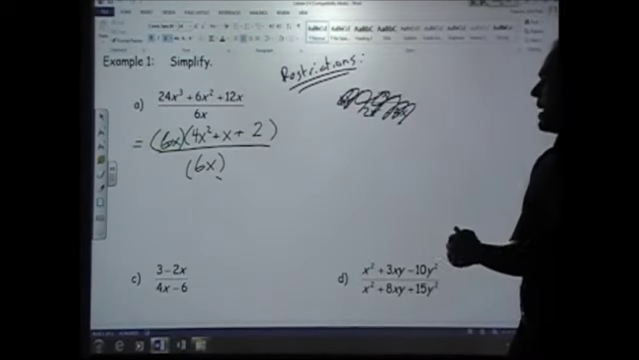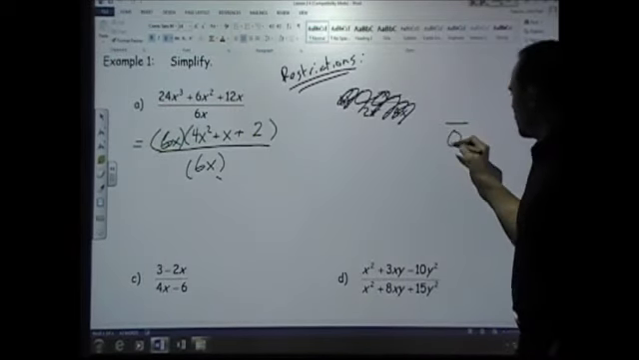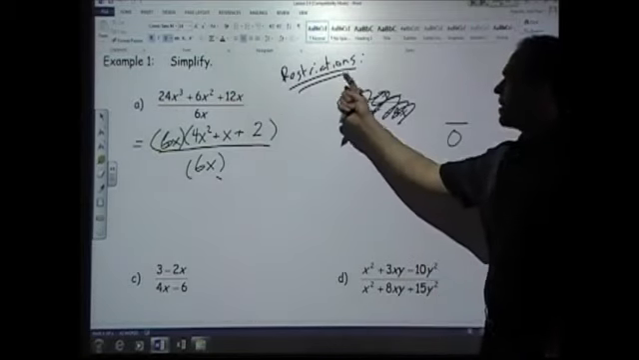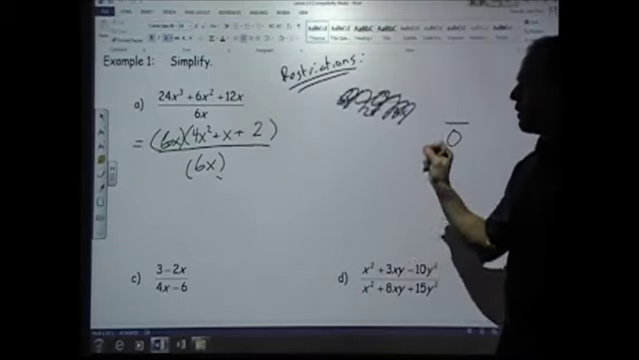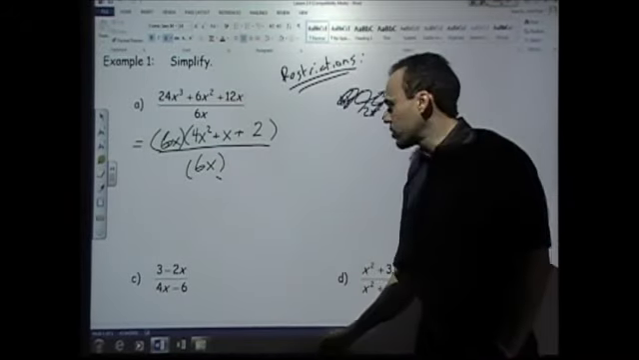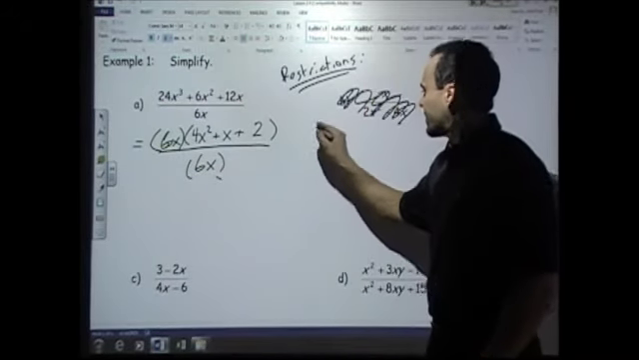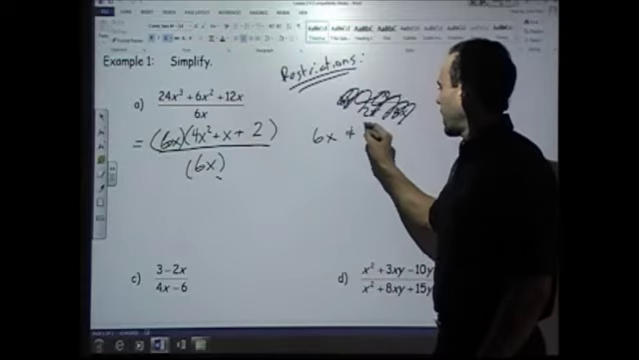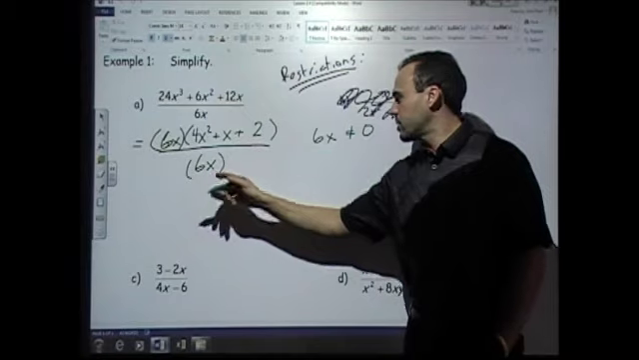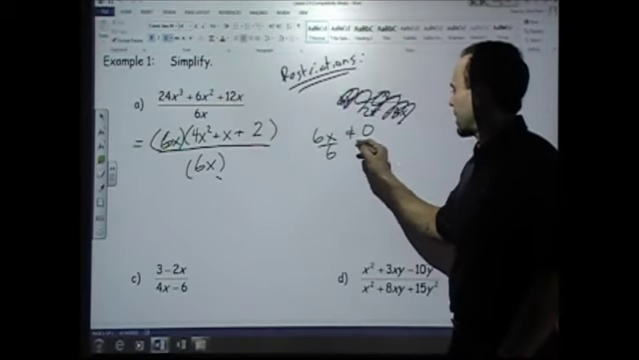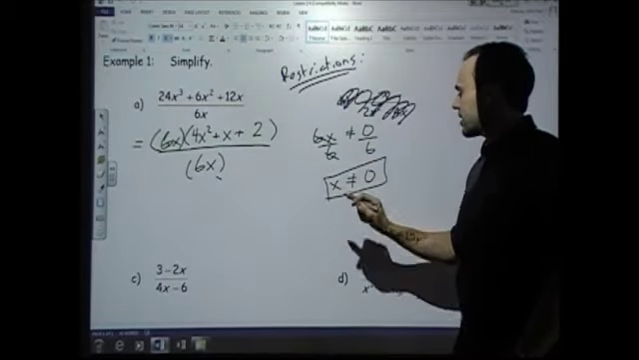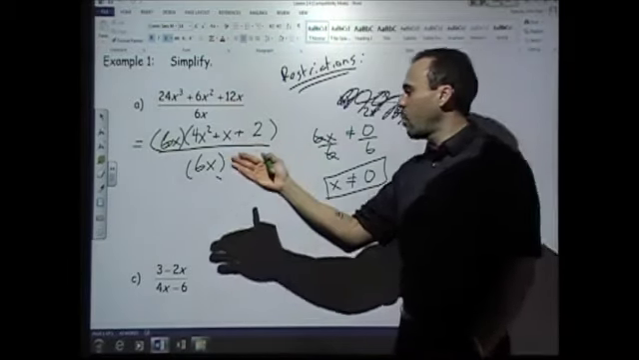So what makes the bottom 0? If a 0 is on the bottom, it makes the question impossible to do. So that is what restrictions are. The bottom of a fraction can never be 0. So after you factor everything, any factors cannot be 0. So this 6x cannot equal 0. That will make the whole question impossible to do. You can't have a 0 there. And that just means if I divide both sides by 6, that just means x cannot equal 0. So x cannot equal 0, or else this whole question is messed up.